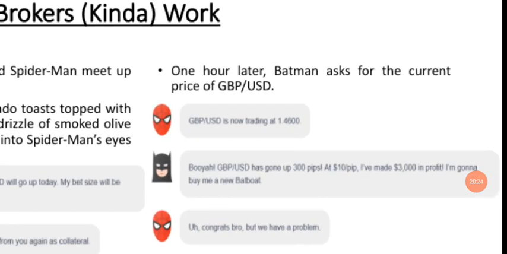1 hour later, Batman asks for the current price of Great British Pound US dollar. Spider-Man says GBP/USD is now trading at 1.4600, to which Batman exclaims, "Booyah! Great British Pound US dollar has gone up 300 pips. At $10 per pip, I've made $3,000 in profit. I'm gonna buy me a new bat boat."